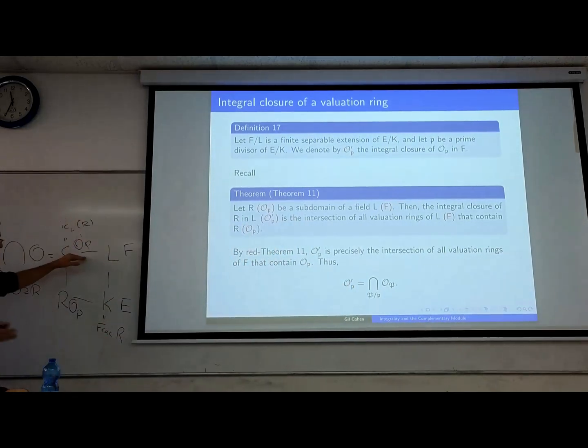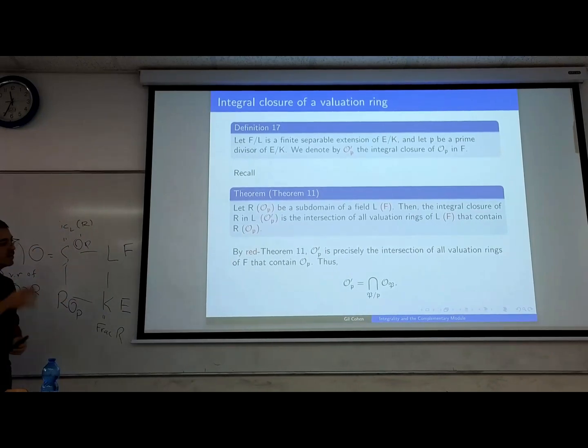Now you have a y with some algebraic relation to x. And now you look at all functions, now here in the new world of x and y, that can be evaluated at every point above little p. This is precisely the integral closure. Okay?